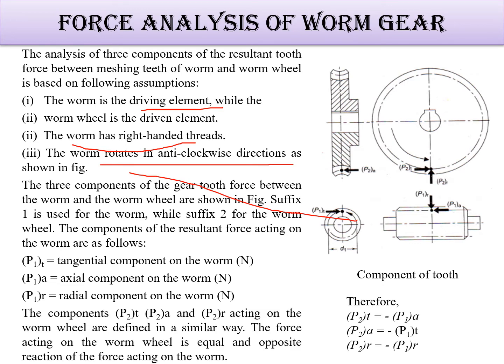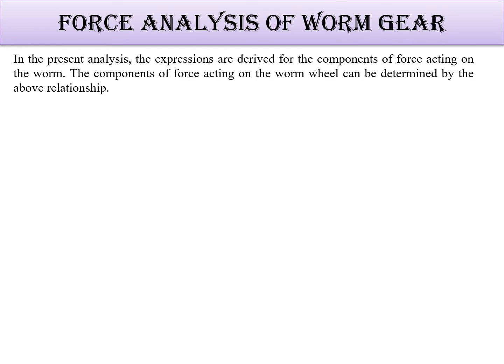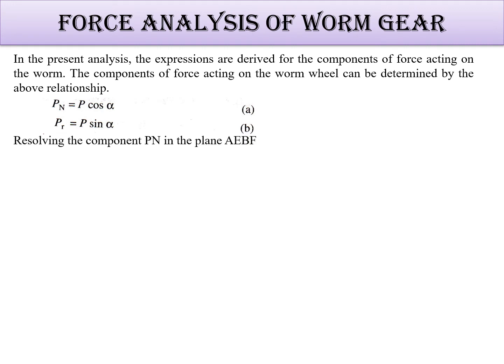So we can say that P2T is equal to minus P1A. You can see here, in this section, P2A is equal to minus P1T. P2A is in this direction, and P1T is like this, so it is going in this direction. Same for P2R equal to minus P1R. Let's understand this with the help of these equations.